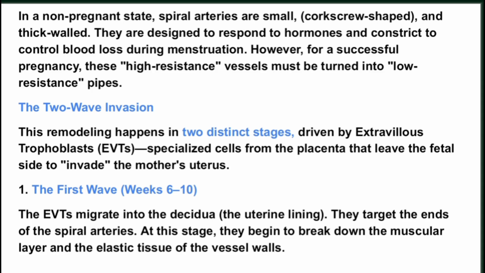So in the first wave, about 6 to 10 weeks, the extravillous trophoblasts migrate into the decidual layer, which is the uterine layer, and they target the ends of the spiral artery. At this stage, they begin to break down the muscular layer and the elastic tissue of the vessel walls. So in the first wave, we should just keep in mind that there's a shallow implantation which happens at the level of the decidua, and it just enters the spiral arteries very mildly.